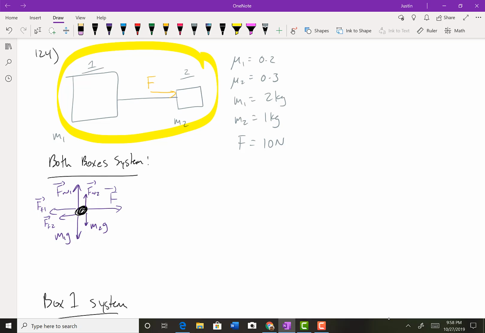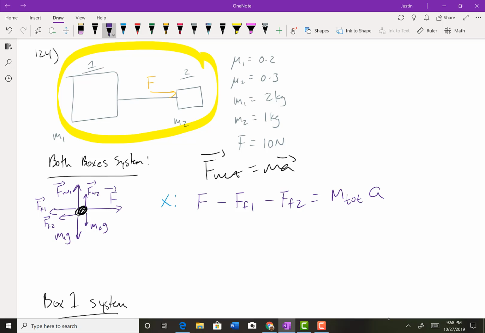All right. So I'm going to apply the second law, F net equals ma. And I think I'll be able to just do it along one direction. So I'm just going to do the x direction, which is F minus Ff1 minus Ff2 equals the mass times the acceleration. The mass here is going to be the total mass times the acceleration.